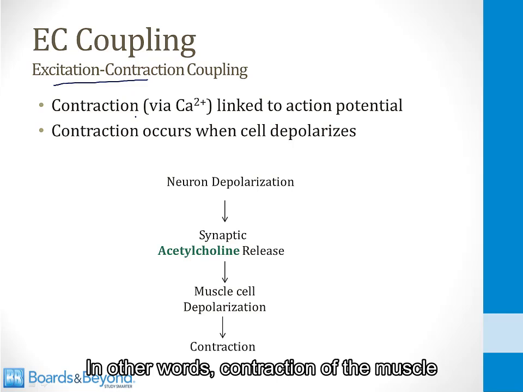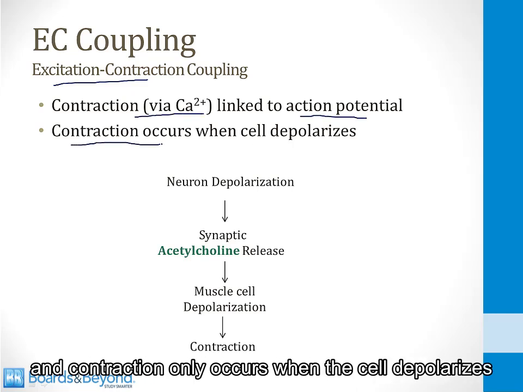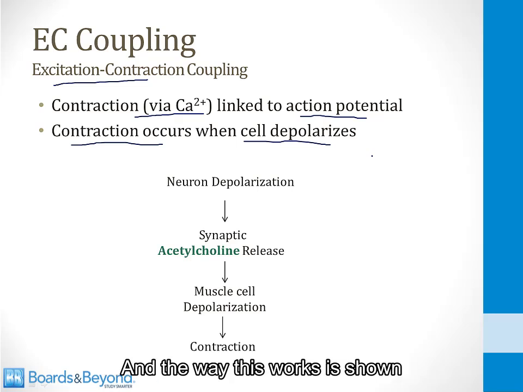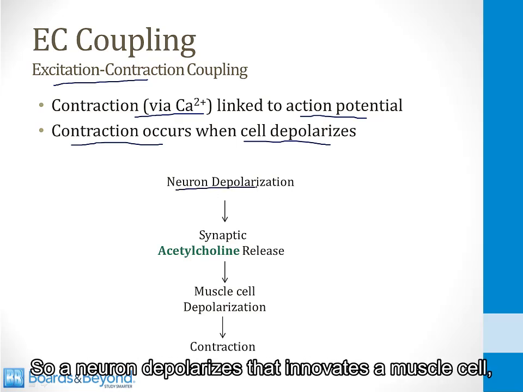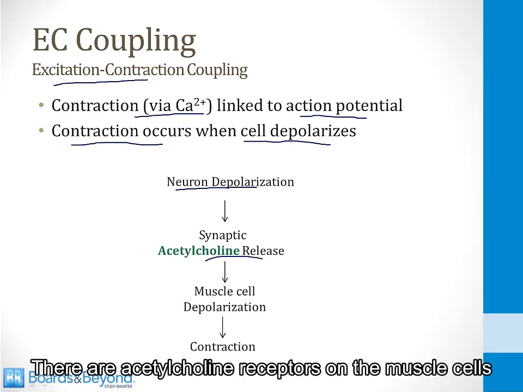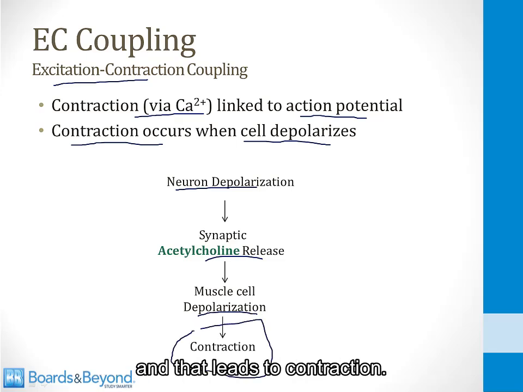In other words, contraction of the muscle via calcium is linked to the action potential, and contraction only occurs when the cell depolarizes and the membrane voltage changes. And the way this works is shown on the flowchart on the screen. So a neuron that innervates a muscle cell depolarizes. The neuron releases acetylcholine into the synapse. There are acetylcholine receptors on the muscle cells, and they cause the muscle to depolarize, and that leads to contraction.